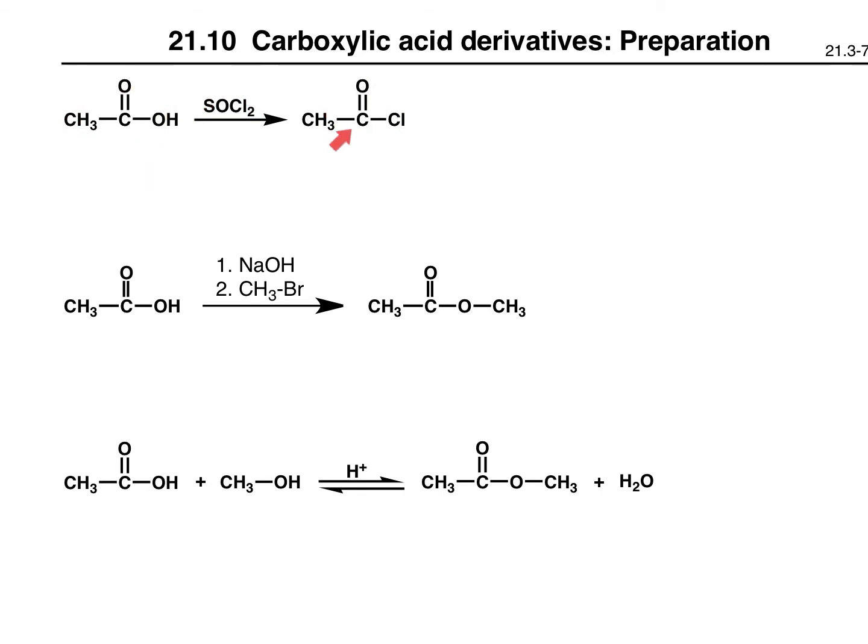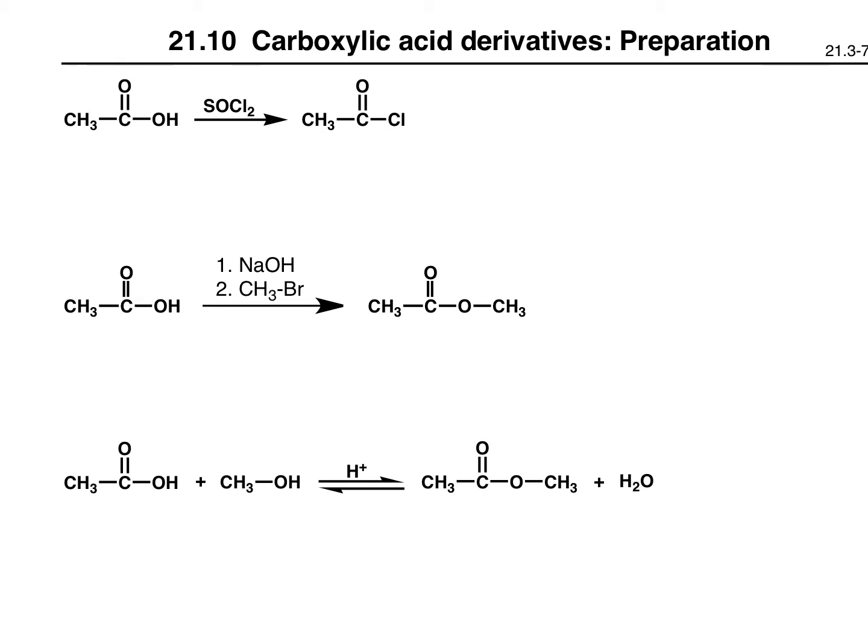gives an acid chloride. When we were talking about electrophilic aromatic substitution and Friedel-Crafts acylation reactions, we always talked about acid chlorides rather than acid bromides, for example, simply because this is such a straightforward way to access an acid halide. Carboxylic acids can also be converted to esters in a couple different ways.